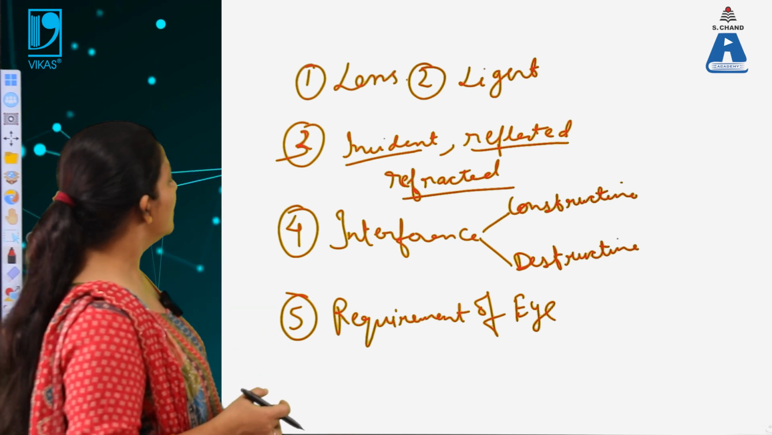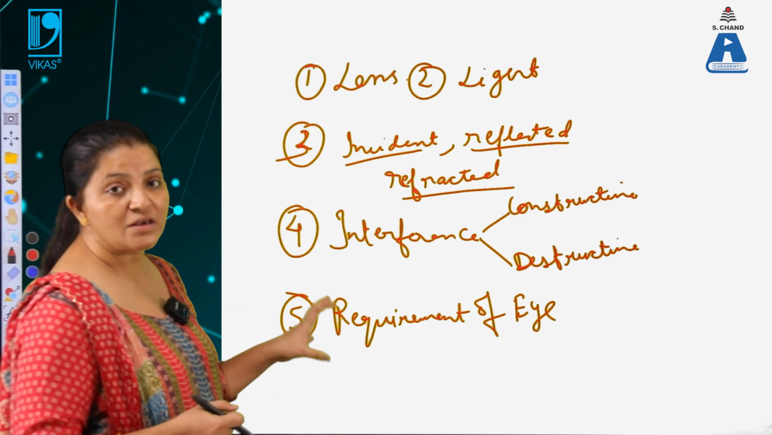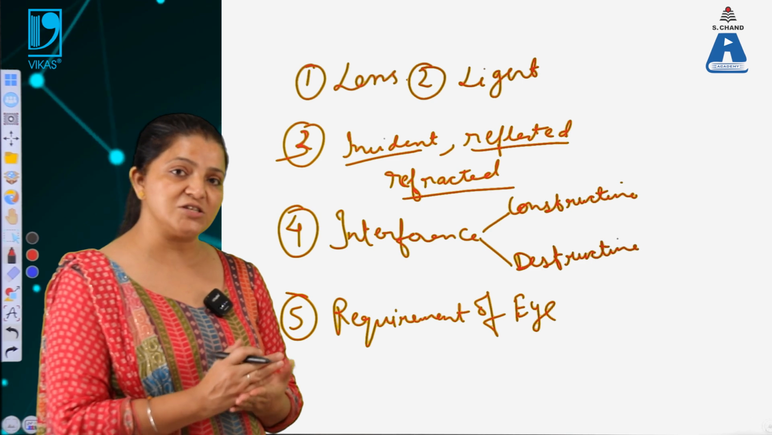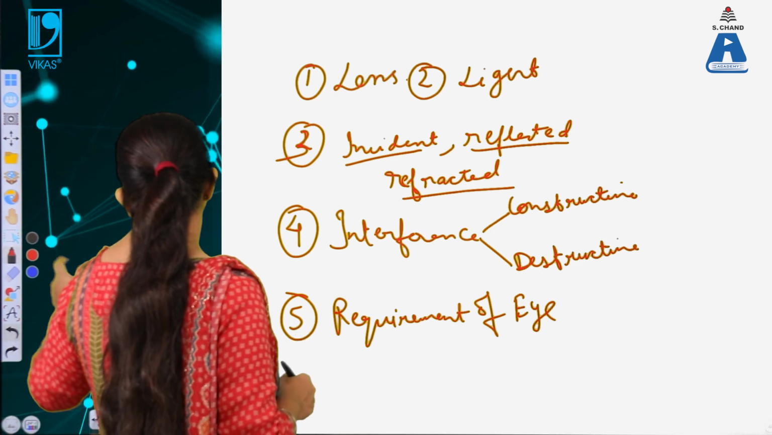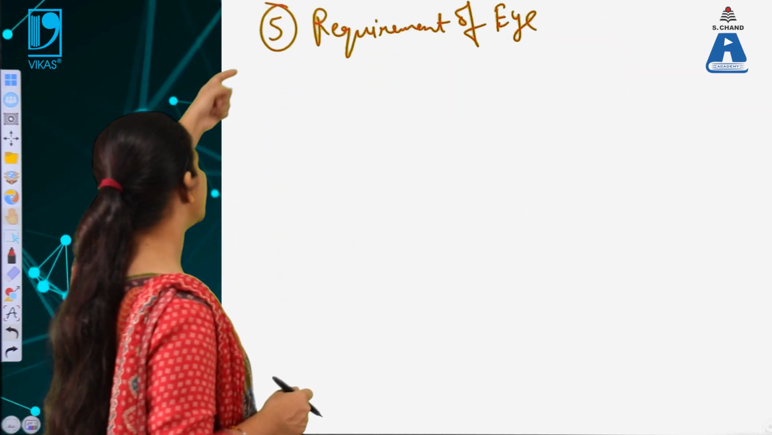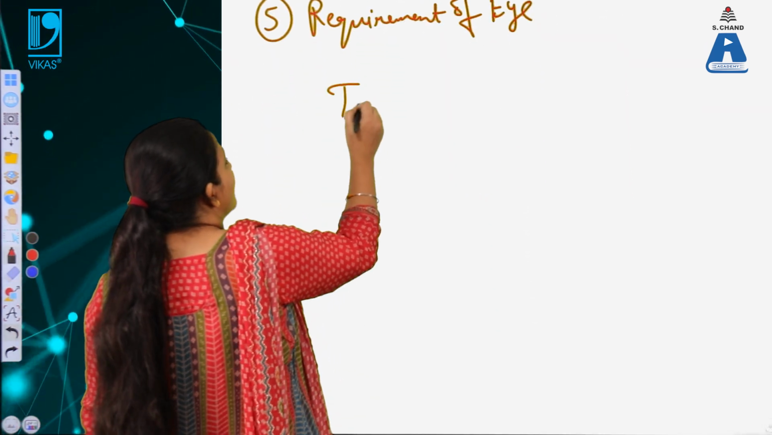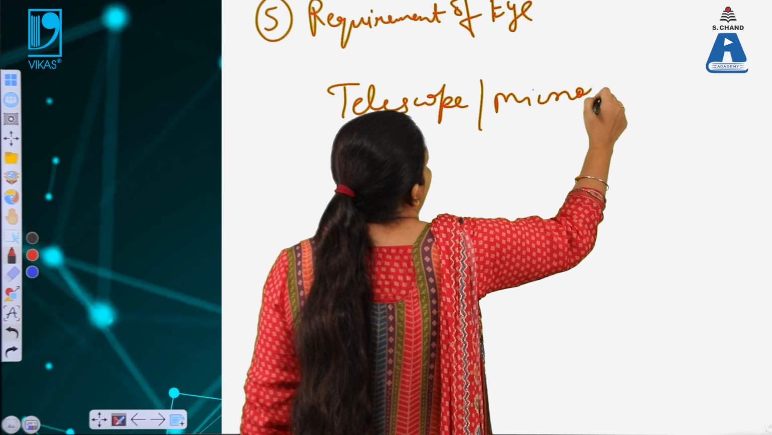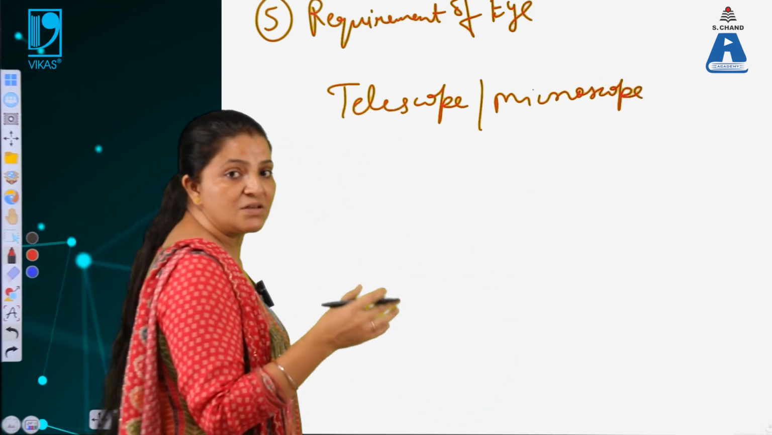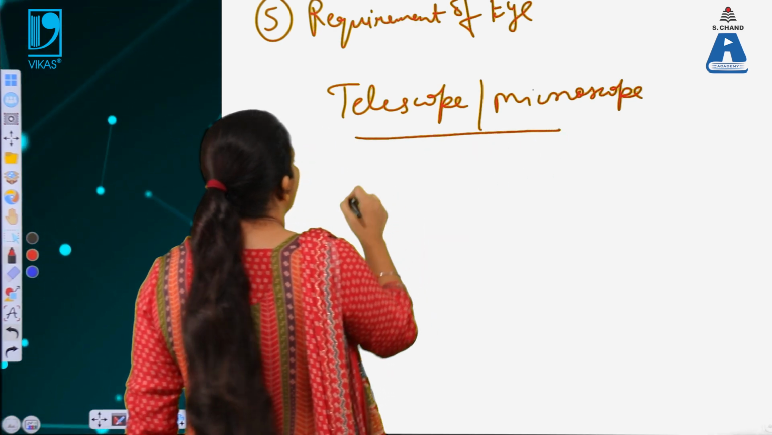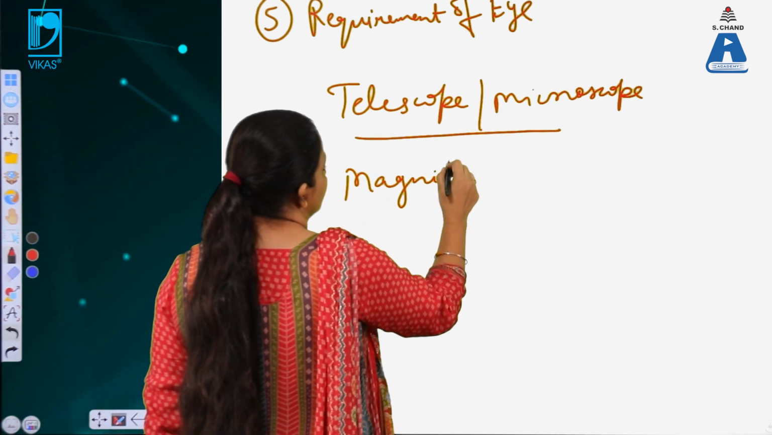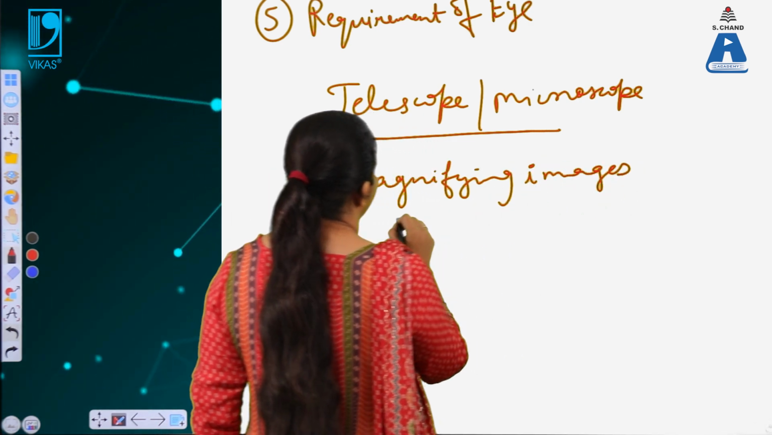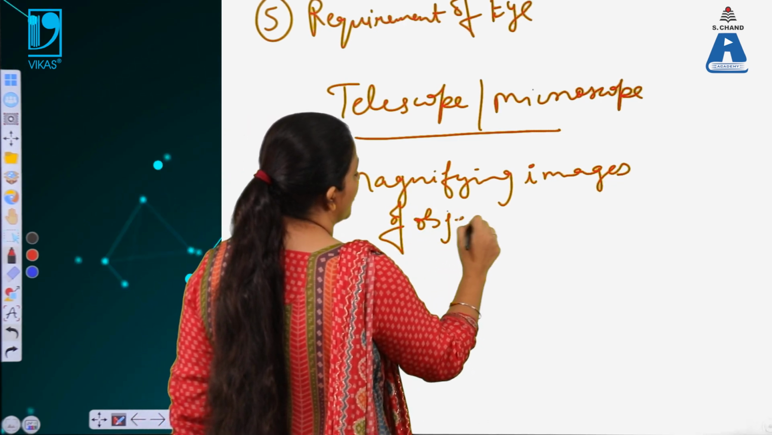By using these five things, we are able to see objects, whether they are far away from us or very small in size. We are able to see magnified images of the objects. Telescopes, microscopes and other optical instruments are used to see magnified images of objects, which can then be properly seen.